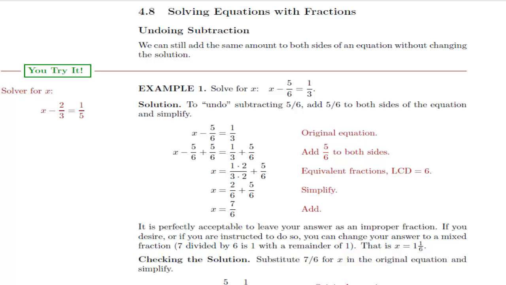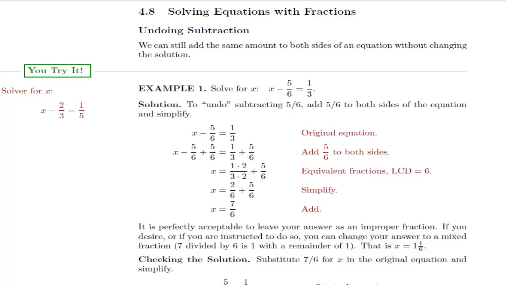Undoing subtraction. We can still add the same amount to both sides of an equation without changing the solution. Example 1. Solve for x in the equation x minus 5/6 equals 1/3. Solution: to undo subtracting 5/6, add 5/6 to both sides of the equation to get x minus 5/6 plus 5/6 equals 1/3 plus 5/6. On the left, we get x, and on the right, 1/3 plus 5/6 equals 2/6 plus 5/6, which equals 7/6.